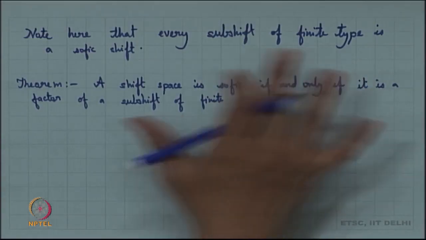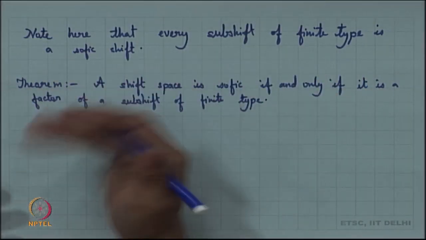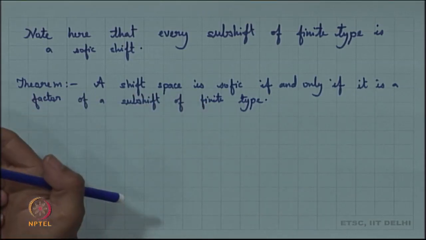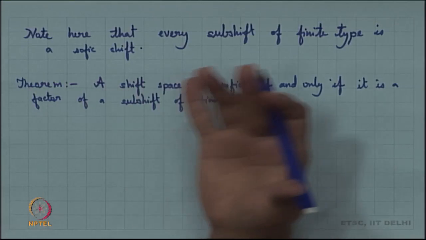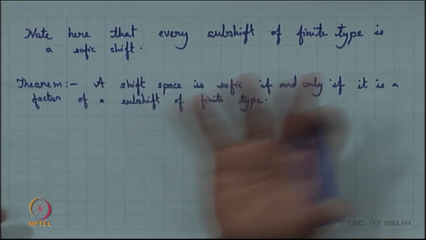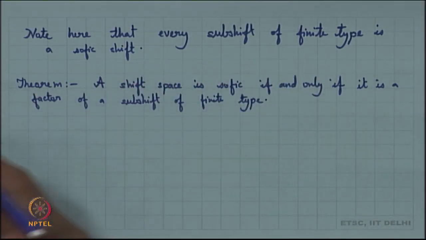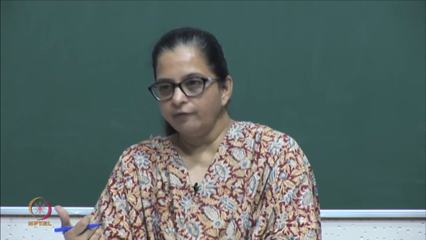A factor of a subshift of finite type would be, again, something I could think of in terms of some kind of a factor map. So, that is generated by some block code. Now, if necessary, we can have a higher block representation of the subshift of finite type, so that the block code that we generate becomes one step. All we need to define a labeling is a one block code.